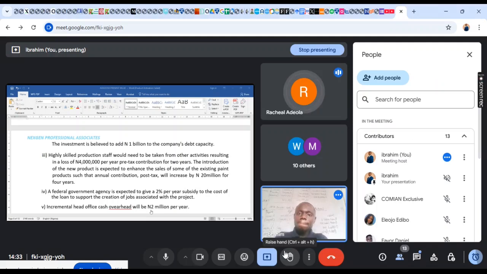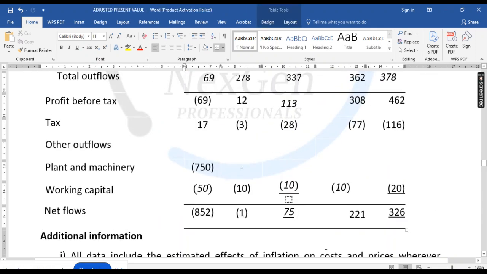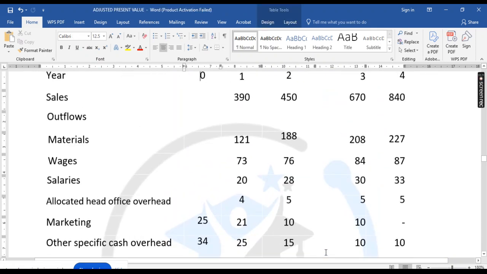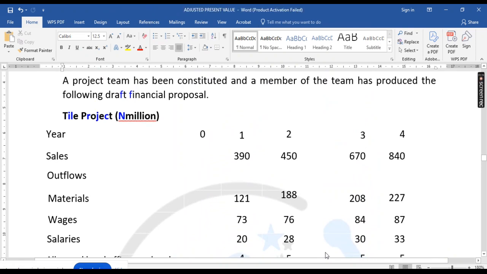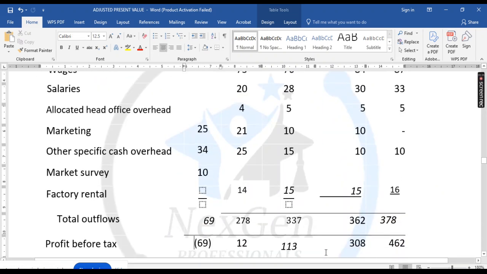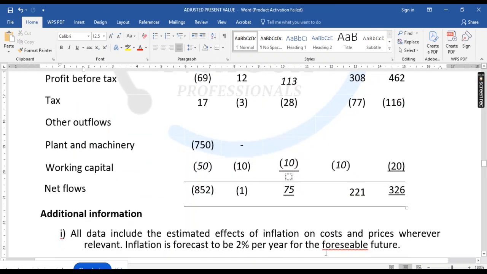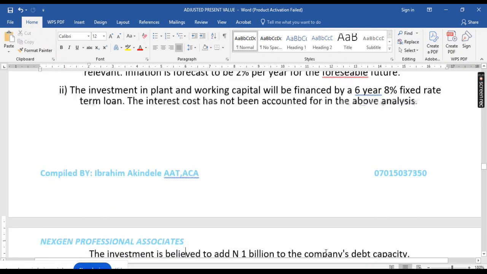Idle production staff would need to be taken from other activities, resulting in a loss of 4 million per year, tax contribution for 2 years. Hold on. Don't forget that there is a financial proposal that has been in existence. You have to redraft this proposal because some of these cash flows are not relevant, but they make use of them, right?